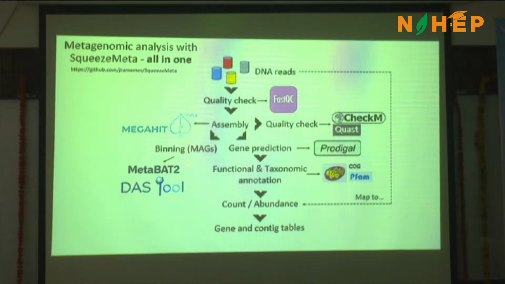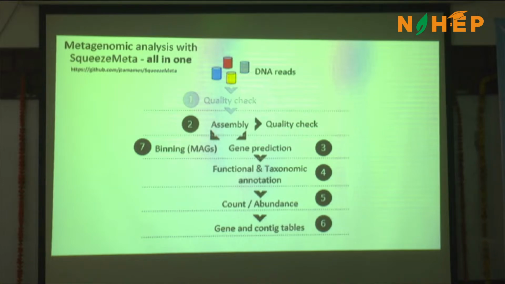And for this, SqueezeMeta uses MetaBAT. They also have the option of using MaxBin, and then DAS Tool is always the last option because they use it as a refinement method for the other binners that they used before. So that is our workflow. And this is how we're gonna look at it.